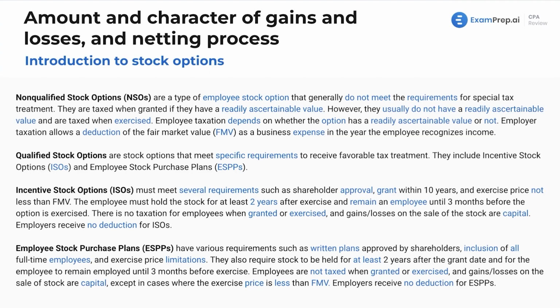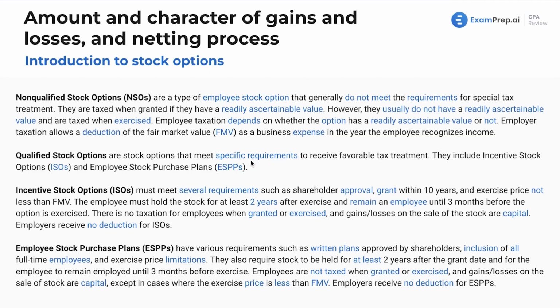It's hard to say what your stock options are going to be worth in 10 years, so that's why they may not have one. However, if a valuator comes in and kind of values the stock options, that's where that would come from. Employee taxation depends on whether the option has a readily ascertainable value or not. Employer taxation allows a deduction of the fair market value as a business expense in the year that the employee recognizes the income. So from the perspective of the company as well as the individual, what are the different tax treatments?